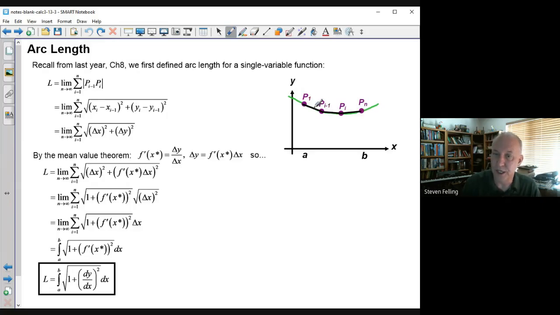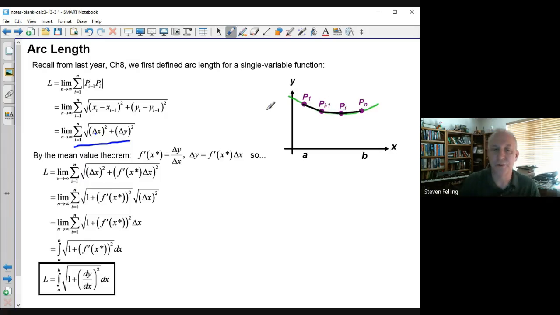And the distance between any line segment pair would be the square root of the difference in the x squared plus the difference in the y squared. So delta x squared plus delta y squared, square root, gives us the distance formula. And then we add up all those lengths, potentially an infinite number of these, where the number of line segments approaches infinity to make this as smooth as possible.